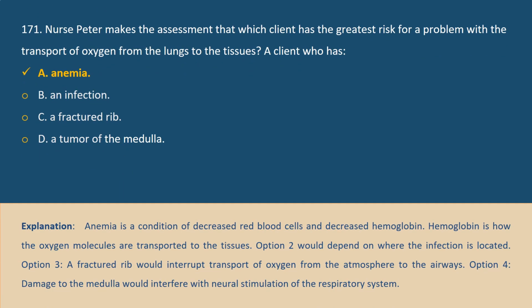Answer A. Explanation. Anemia is a condition of decreased red blood cells and decreased hemoglobin. Hemoglobin is how the oxygen molecules are transported to the tissues. Option 2 would depend on where the infection is located. Option 3. A fractured rib would interrupt transport of oxygen from the atmosphere to the airways. Option 4. Damage to the medulla would interfere with neural stimulation of the respiratory system.